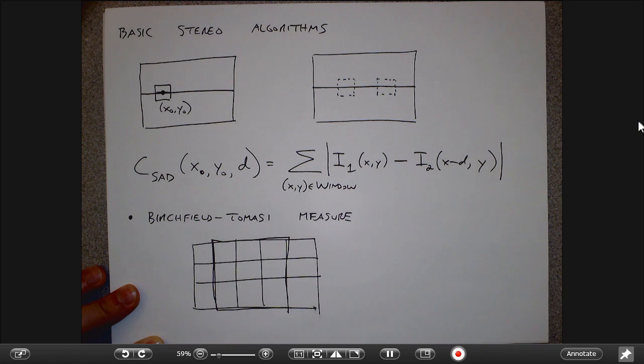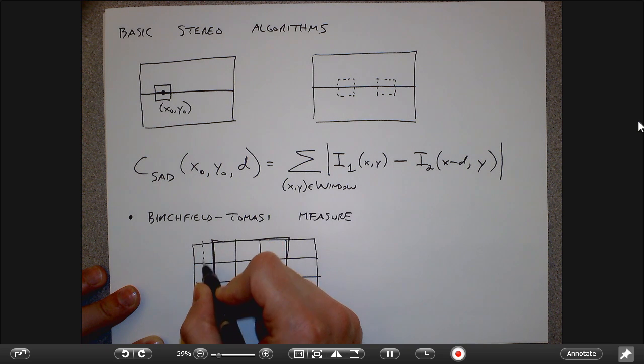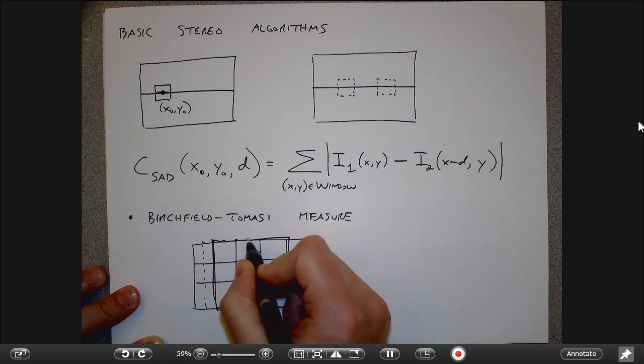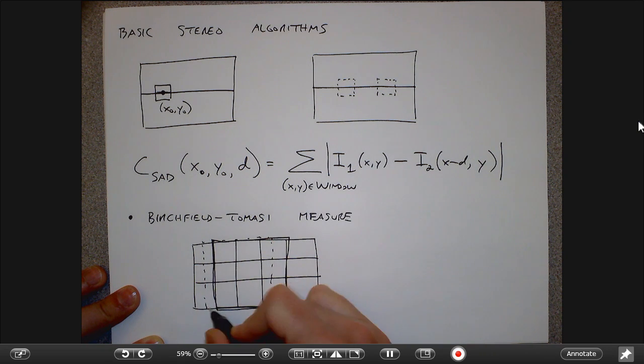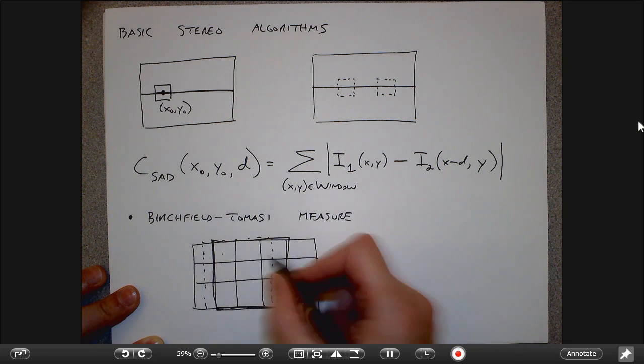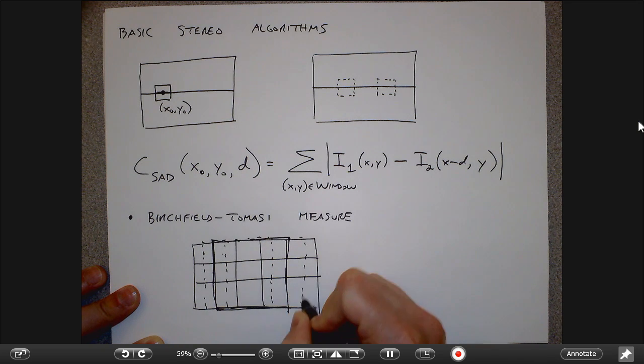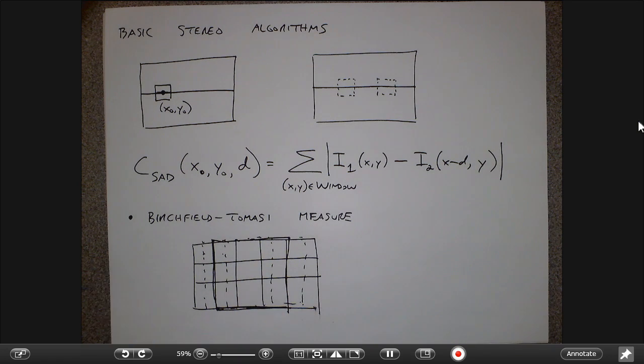So Birchfield-Tomasi would basically say, okay, I can compare the window from image 1 to this window here, and I can also hypothesize what would happen if I moved over half a pixel. So, interpolating between this pixel and this pixel to get a value here, or moving half a pixel over and looking at this window shifted a little bit. So it's a way of doing a little bit of sub-pixel interpolation, even though the disparities are only measured in full pixels, right?